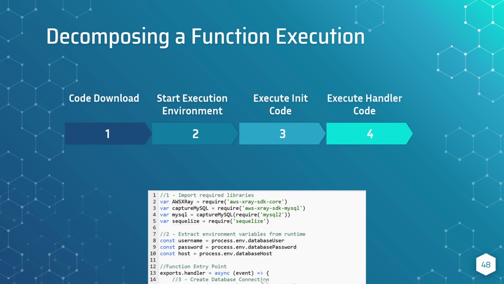So that's what happens at the bottom here. And then from that point, we do what we need to do. We run our business logic and then return the response back to the caller. So those are the four main components that consist of a function execution.